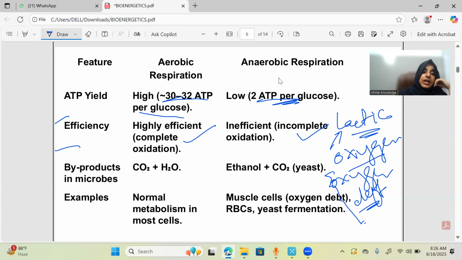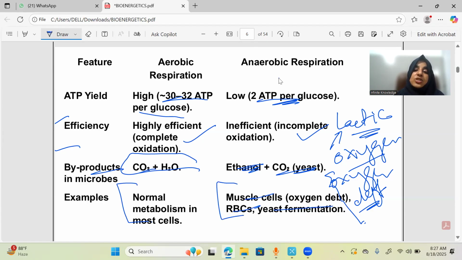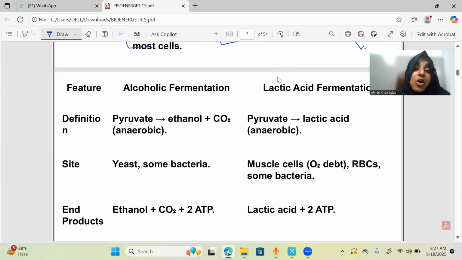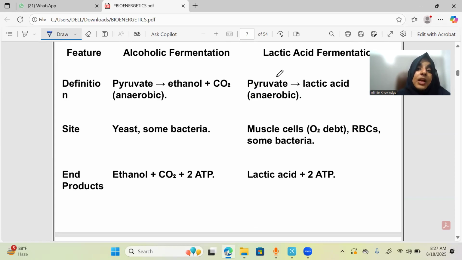Okay. The byproducts that are produced are carbon dioxide and water in aerobic respiration, and in anaerobic respiration, it is ethanol and carbon dioxide for yeast, right? And the example for aerobic respiration is normal metabolism, whereas for anaerobic respiration, we have yeast fermentation. It occurs in RBCs or in muscle cells during oxygen debt, right?